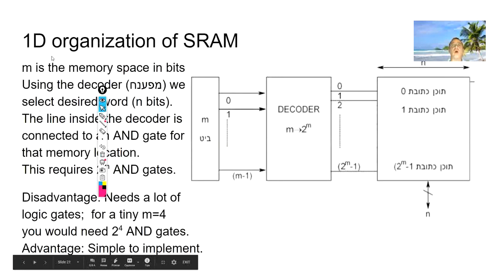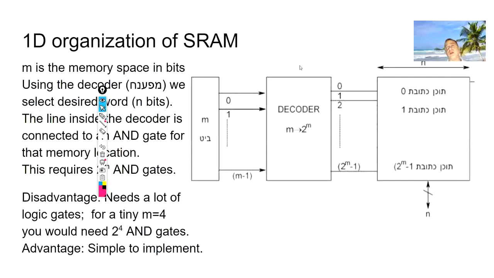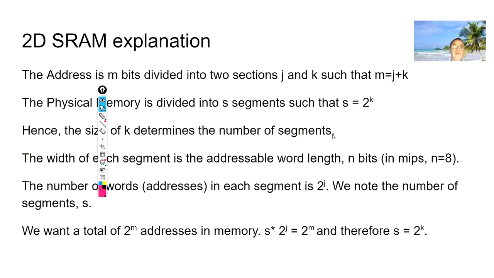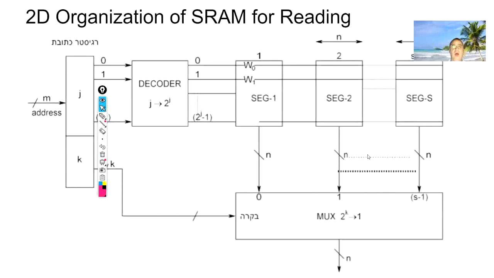So that's 1D because it's one dimension. The line goes in, I choose, the line goes out, I select. Now we're going to talk about two-dimensional. I have Poe here with an explanation of it all, but I'm just going to explain it to you from the picture. I think it's easier.